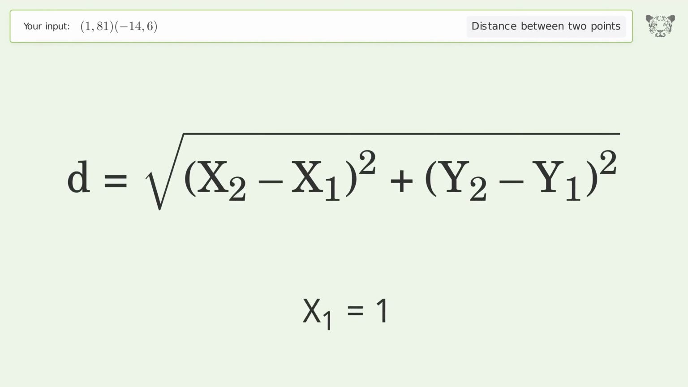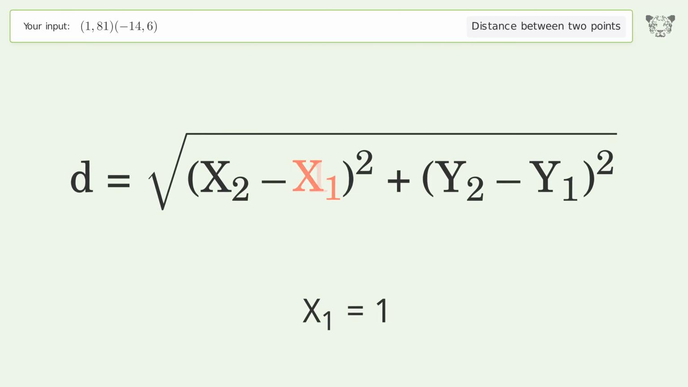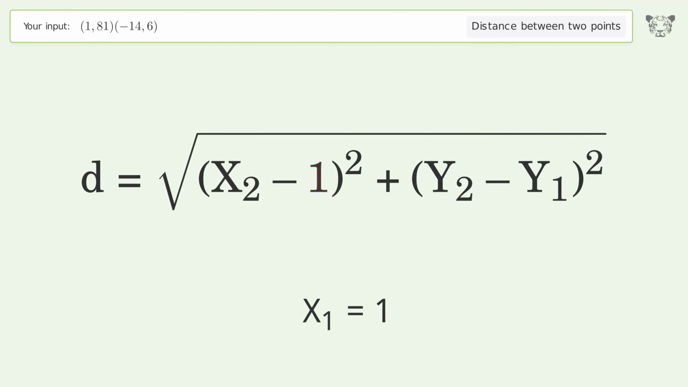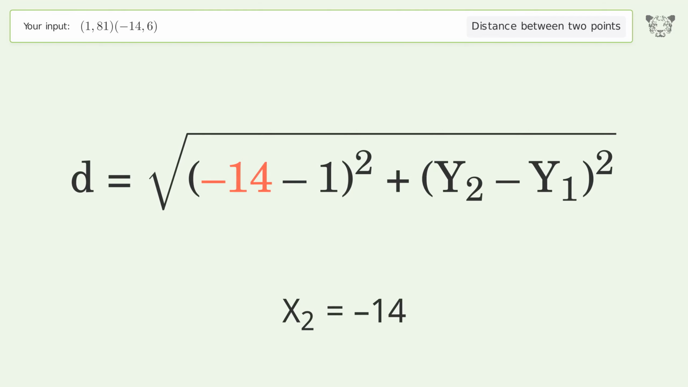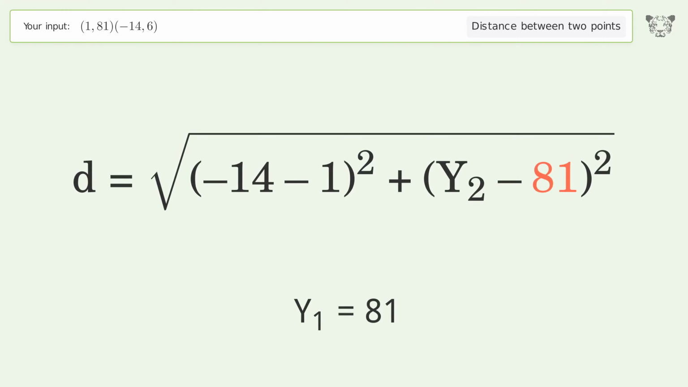x1 equals 1. x2 equals -14. y1 equals 81. y2 equals 6.